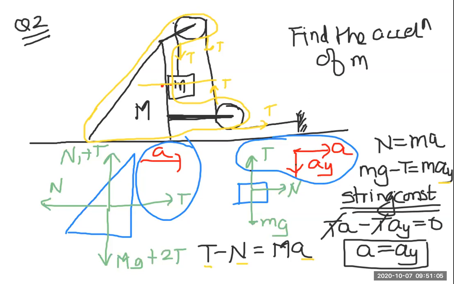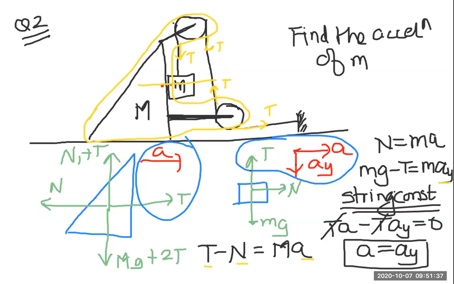There is another way of finding this out, and I must tell you this way. So look at small m. I am going to assume that this small m moves down by a distance of x.